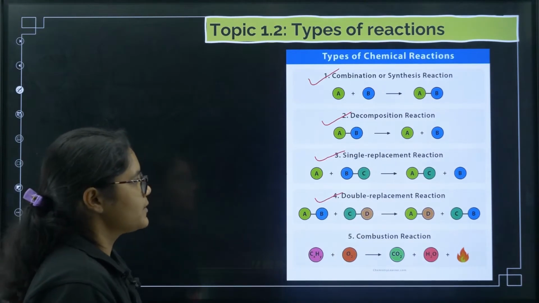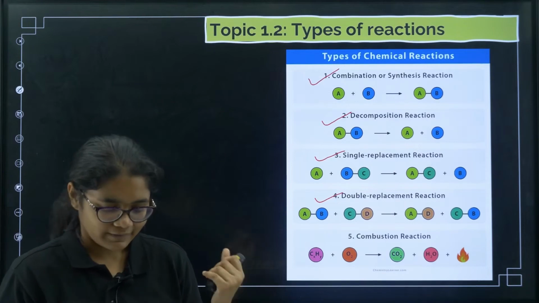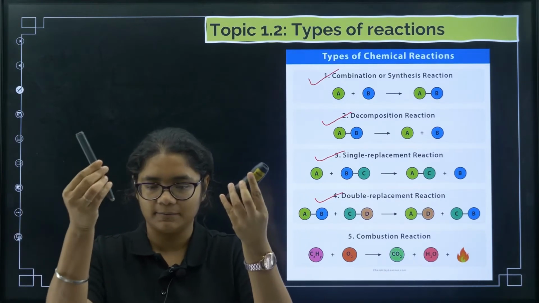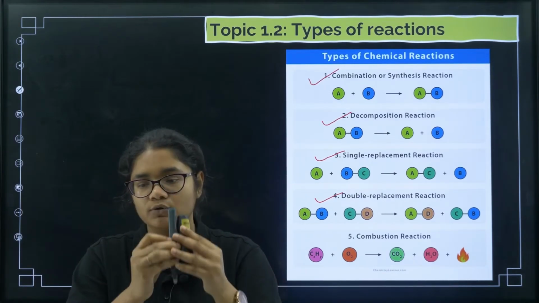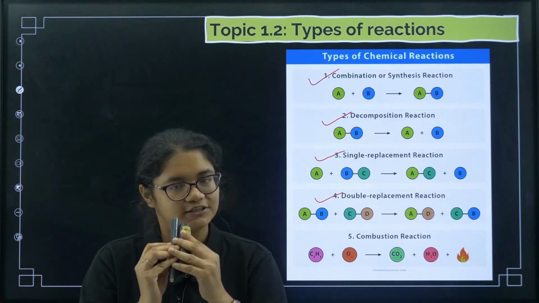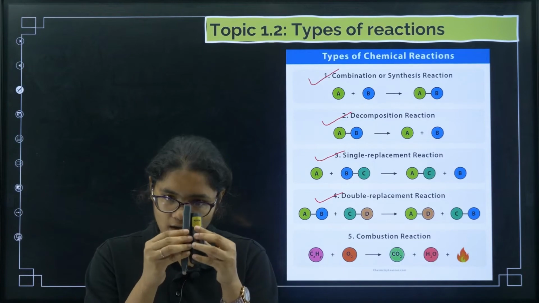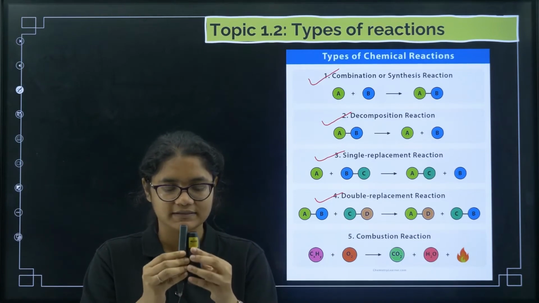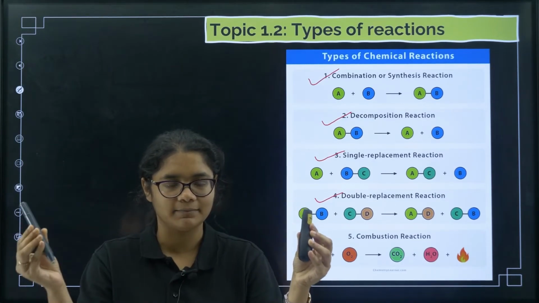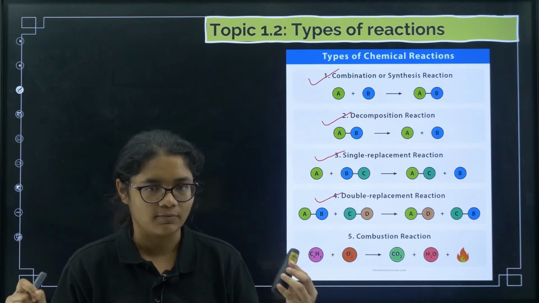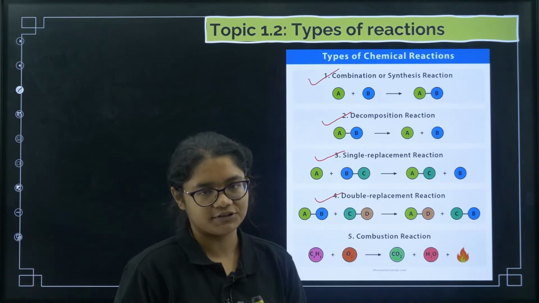Now see, what is a combination reaction? Suppose this is A, this is B, these 2 have combined and formed a new product, we call it a combination reaction. Next, decomposition reaction: when a compound AB was there, you gave some heat and A separated, B separated, 2 new products are formed. Then it is called decomposition reaction.